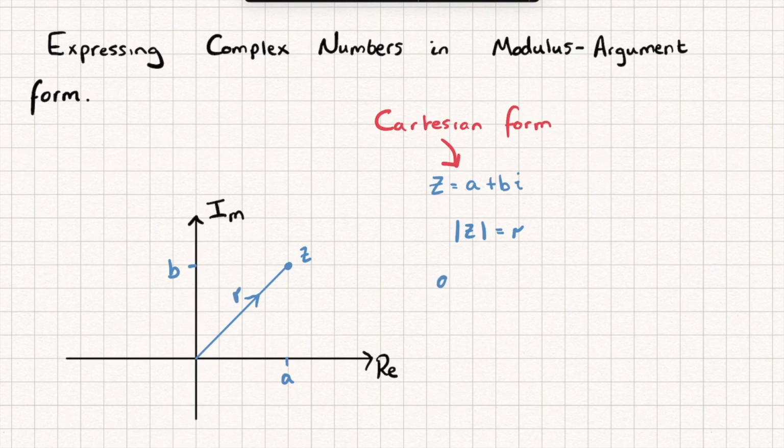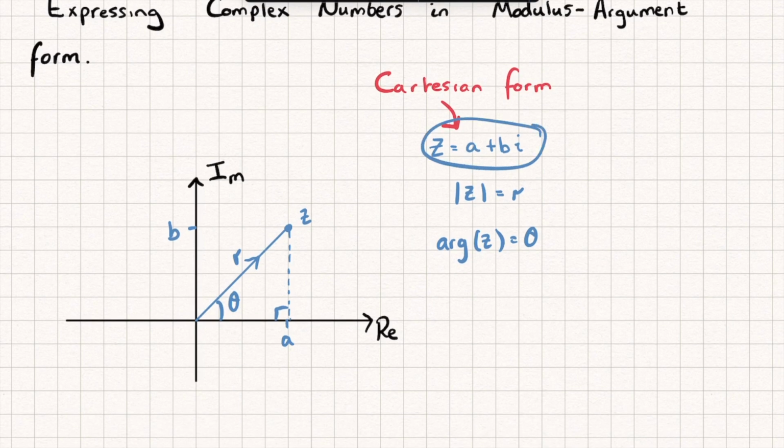I then find the argument of z. So I've calculated the argument of z, and let's say that's equal to some angle theta. So let me also label that on. Let me now construct a right angle triangle. So I'm going to drop a line going down like this at a right angle. Okay, and we can use this to rewrite this form that we're used to, rewrite our Cartesian form.